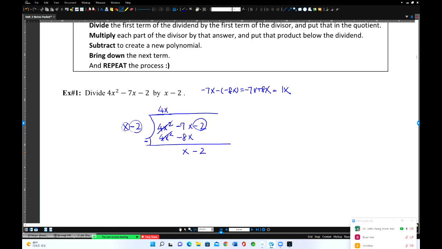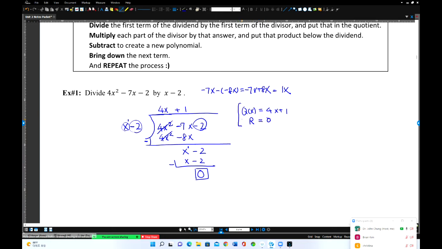When you take a look up here, this is degree 1, the same degree, so we continue until we get a lower degree, which is a constant. We still have x divided by x, so we can divide still. To eliminate this one, we add 1 over here. 1 times x is x, and 1 times negative 2 is negative 2. When you subtract, that is 0. The remainder is 0. So you can say the quotient equals 4x plus 1, and the remainder is 0, or just r equals 0, that's fine.